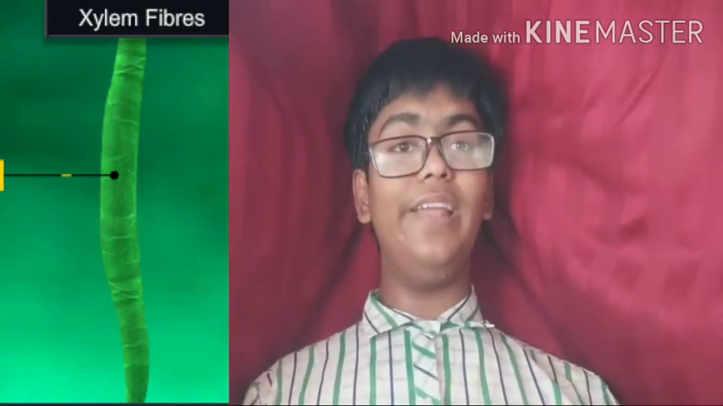Now let us go to the next part, which is xylem sclerenchyma or xylem fibers. Now let us learn about xylem sclerenchyma. Xylem sclerenchyma are long, narrow cells tapering at both the ends. Function: it only gives mechanical support to the plant. With this, we complete xylem.